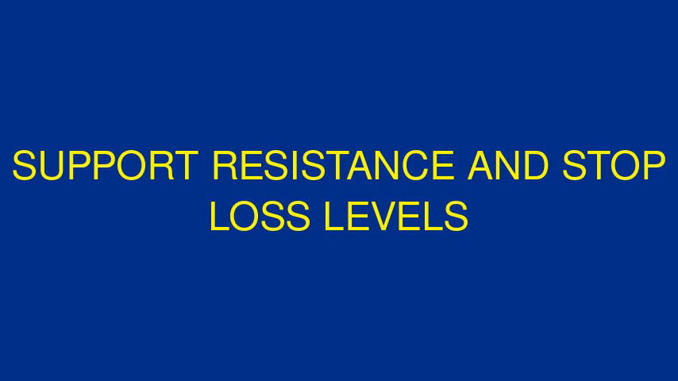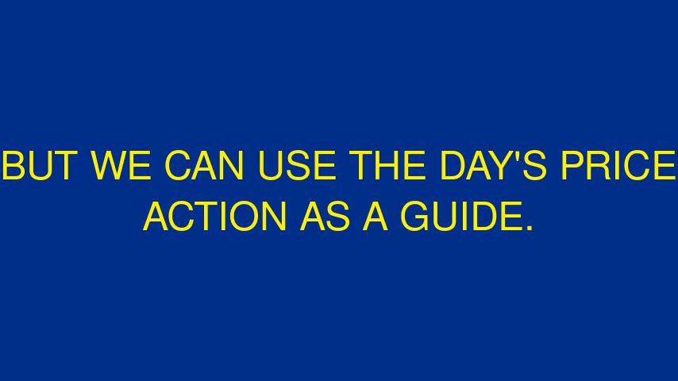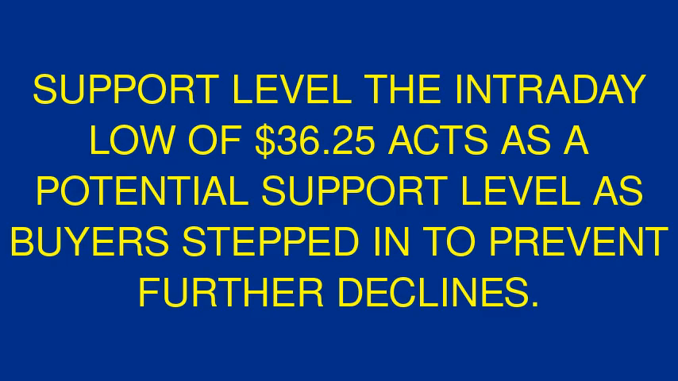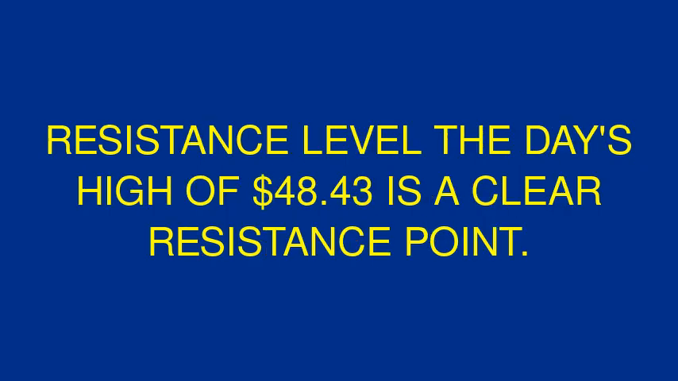The close below VWAP could suggest weakening momentum by the end of the session. Support, resistance, and stop-loss levels. Without historical data, identifying precise support and resistance levels is challenging, but we can use the day's price action as a guide. Support level. The intraday low of $36.25 acts as a potential support level as buyers stepped in to prevent further declines. If the stock falls below this, it could indicate stronger bearish pressure.